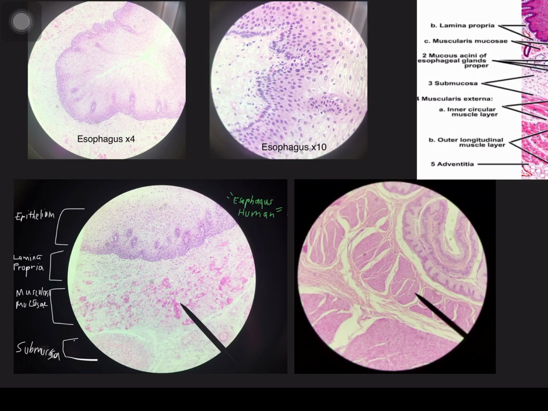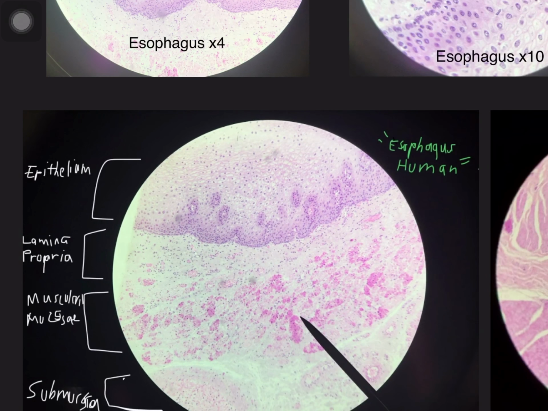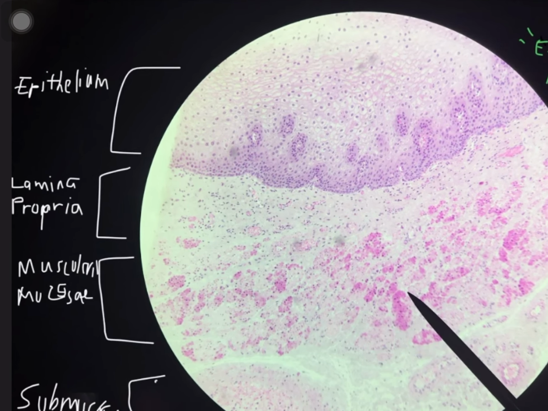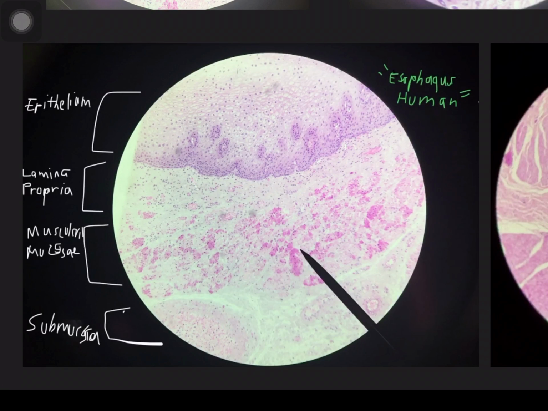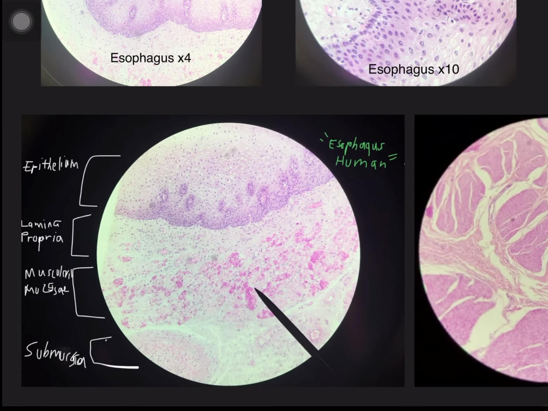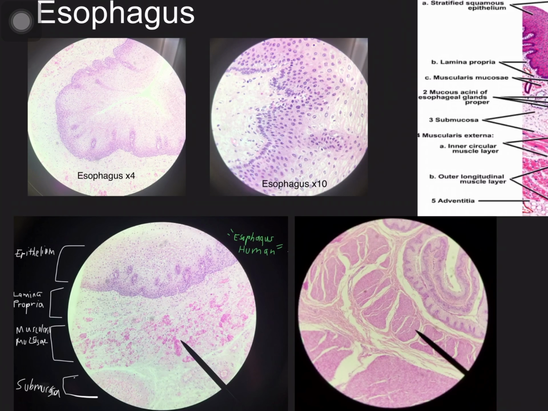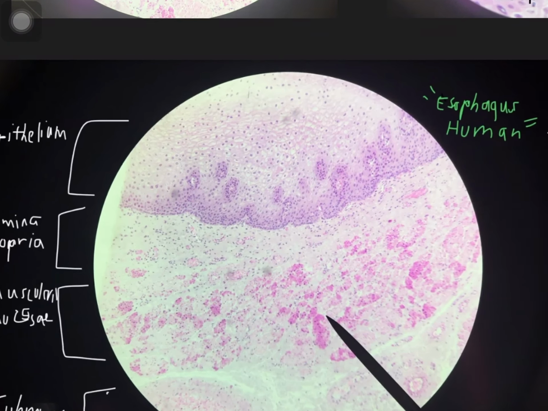So that purplish area is known as the epithelium, with a backing of connective tissue known as the lamina propria. And of course we have a muscularis mucosae layer right under that, and a submucosa right under all of that. So this is the esophagus of a human. That's what it would look like.